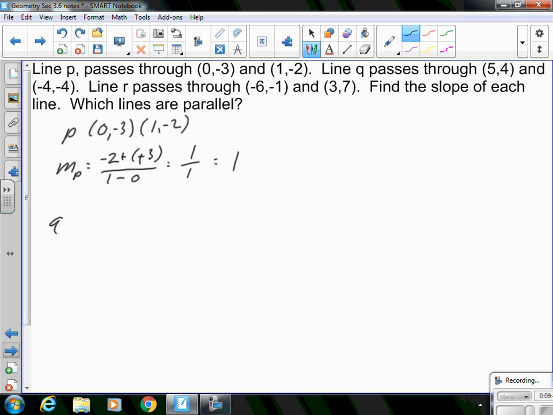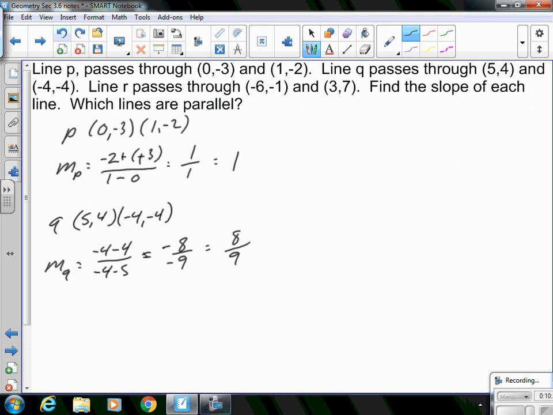And then Q uses the points (5, 4) and (-4, -4). So finding the slope of Q, we've got negative 4 minus 4 over negative 4 minus 5. It's going to give us negative 8 over negative 9, or double negatives make that a positive 8/9.